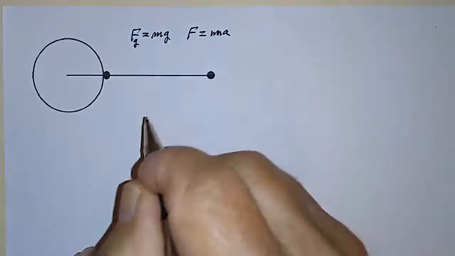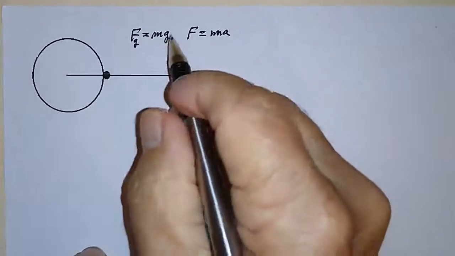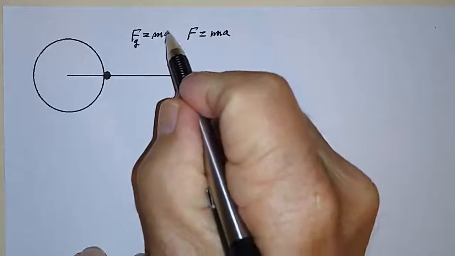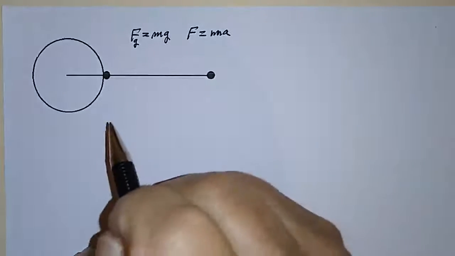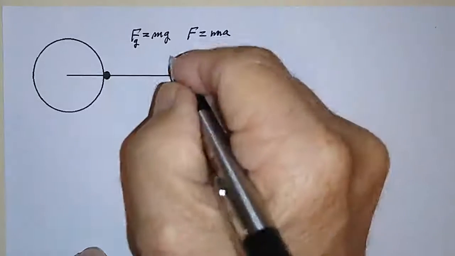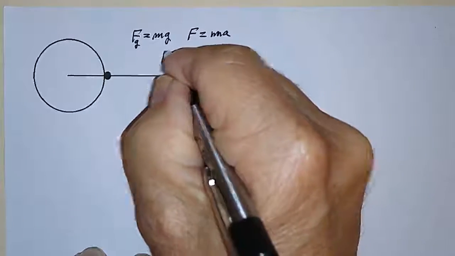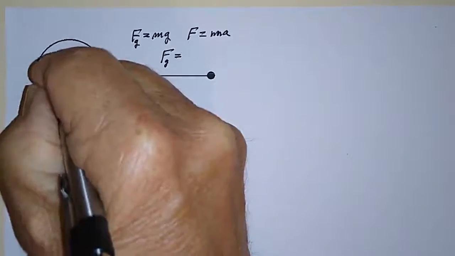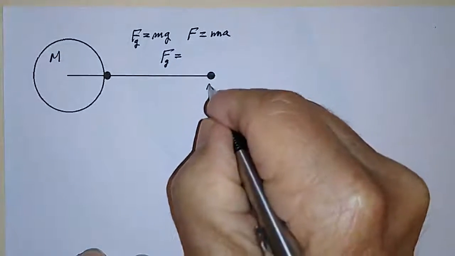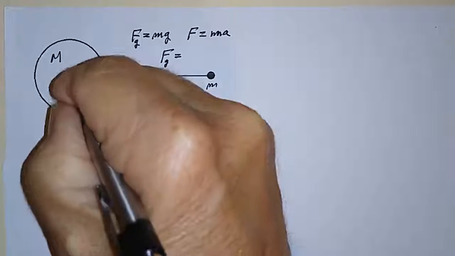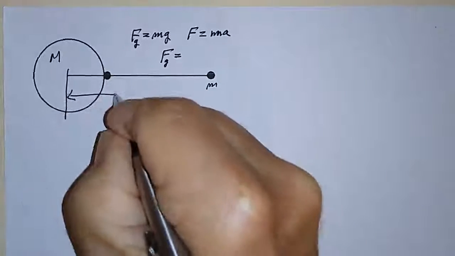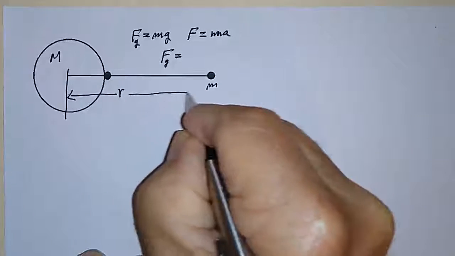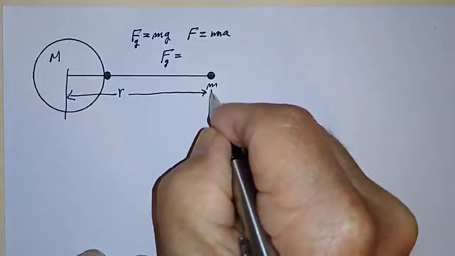ma, for example. But the tendency is to think of little g as acceleration, when in fact the force due to gravity between two masses, let's say this is mass m1 and this is mass little m, and this is the distance between them, r, little r, like that.